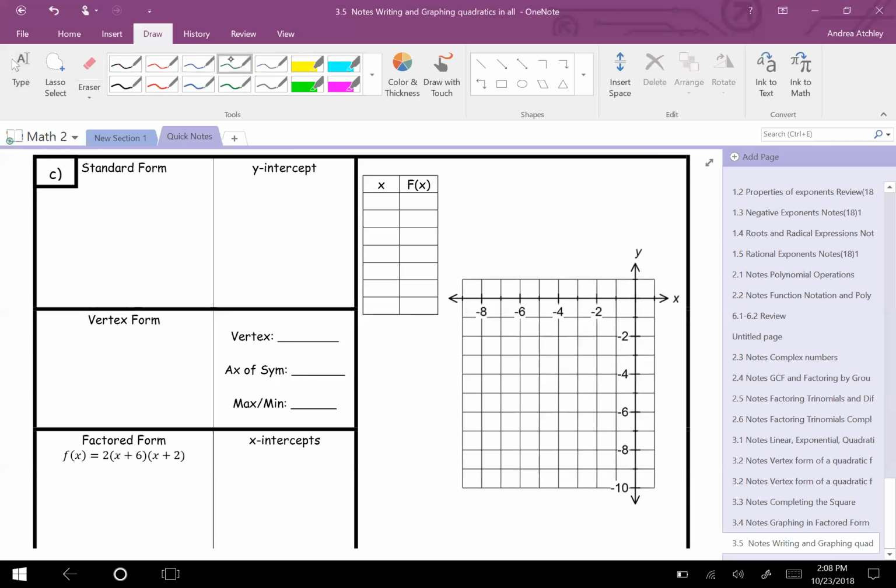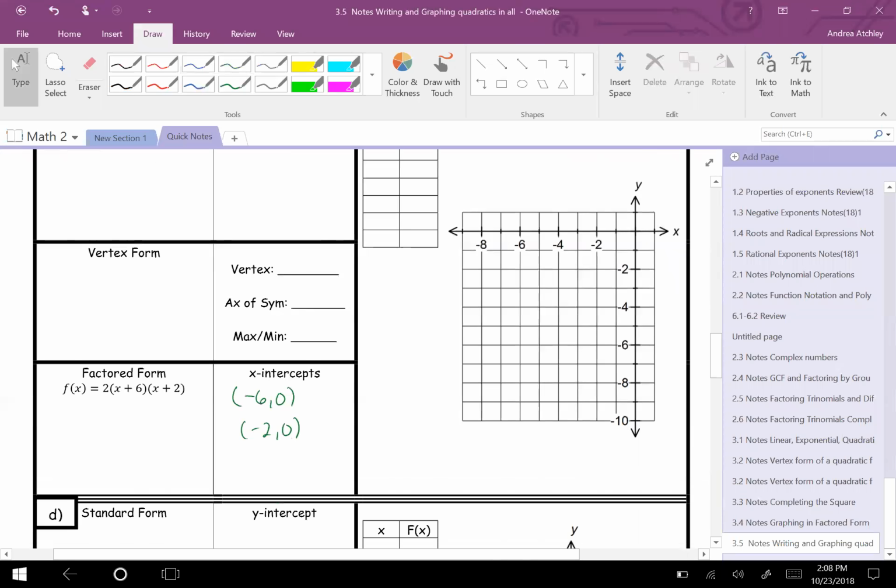Okay, Nick C, what do you find for your x-intercepts? -6 and 0, -2 and 0. So remember, to find your x-intercepts, you just do the x plus 6 equals 0, and then the x plus 2 equals 0. Any questions over that? I'm going to go x is -6 and y is 0, which is right here. I'm going to go x is -2 and y is 0 right here.